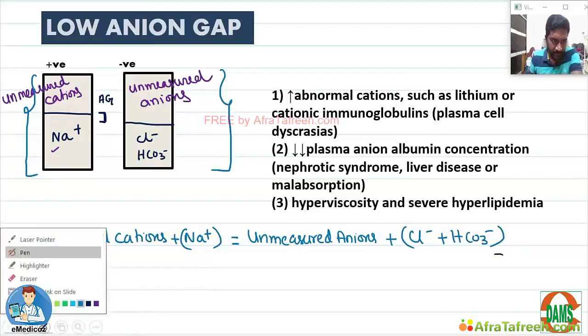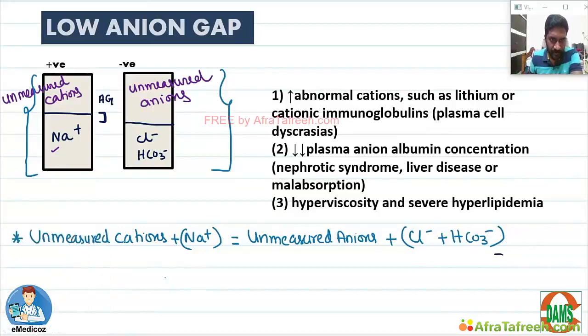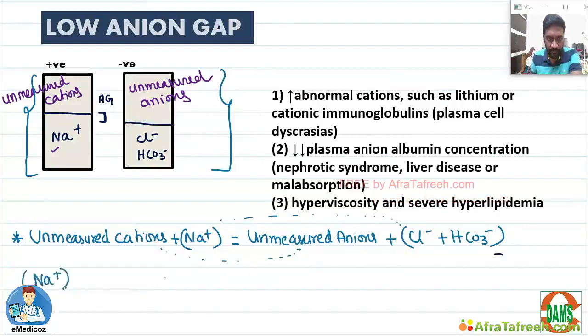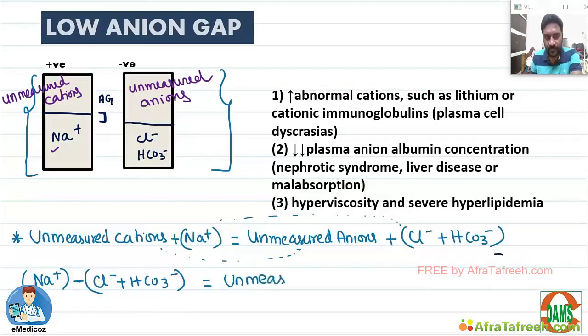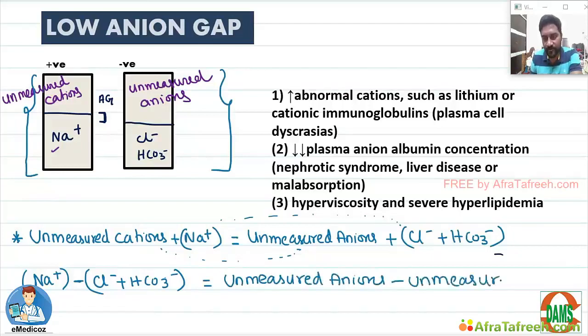Now again, following rules of mathematics, I am going to bring this chloride and bicarbonate to this side, and I am going to send the unmeasured cations to the other side. Whenever you bring a positive to the other side, it will become negative. So this is simple mathematics. So Na minus chloride plus bicarbonate will be equivalent to, so the same equation can be written like this: unmeasured anions minus unmeasured cations. Simple mathematics.